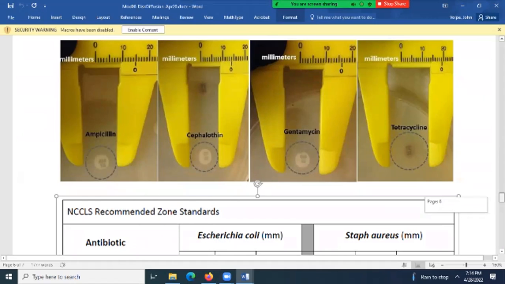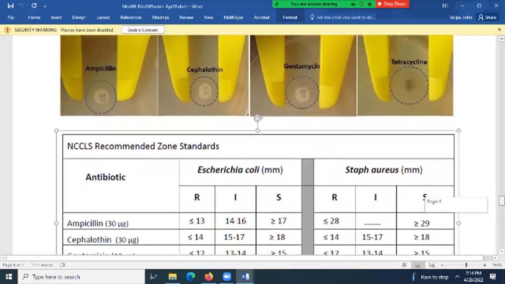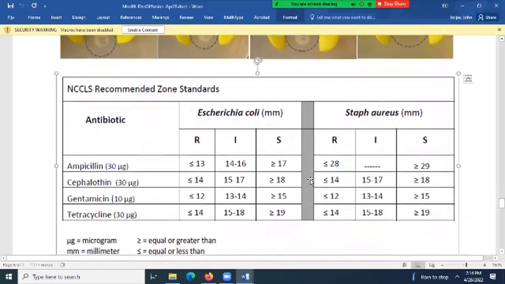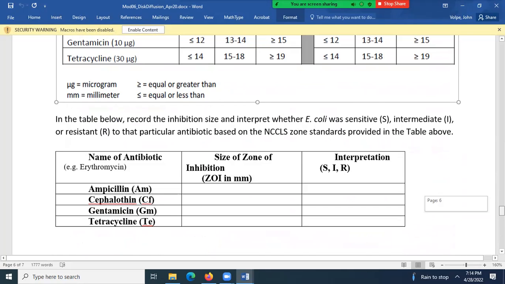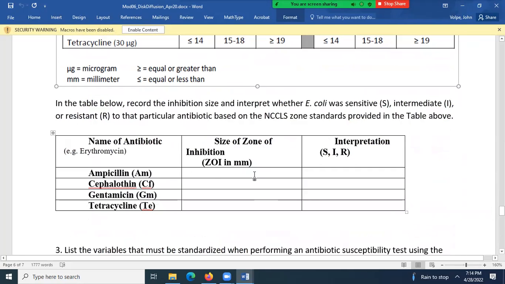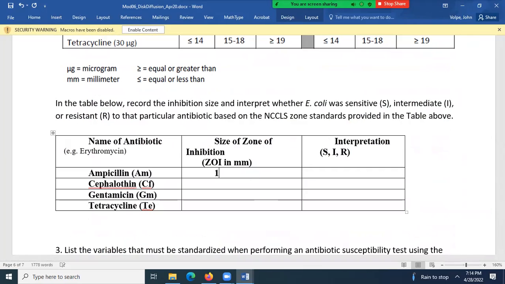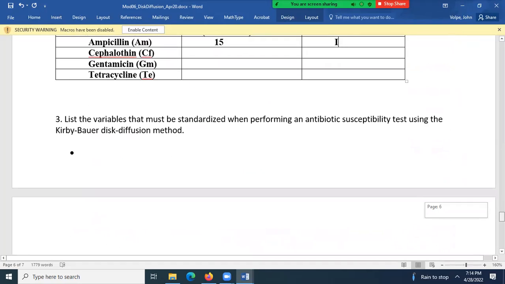E. coli, yes. So that would be intermediate for ampicillin. All right, and so you put in here the size of the zone of inhibition and put in an I. And the table will allow you to type in it. Okay. All right, so finish the table and then work on question 3.